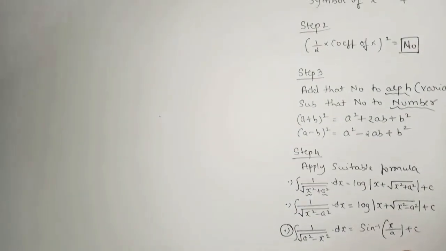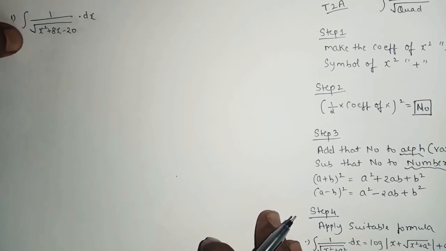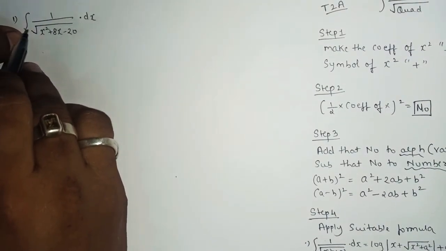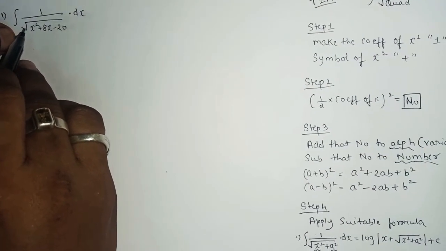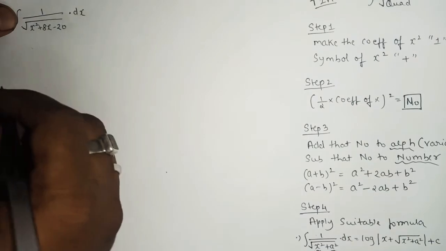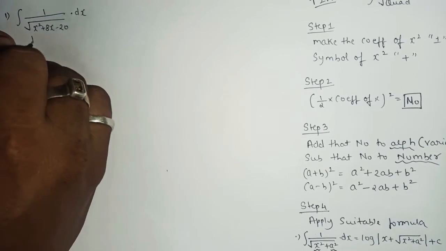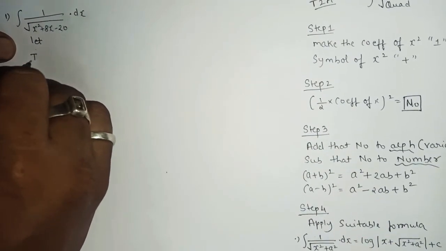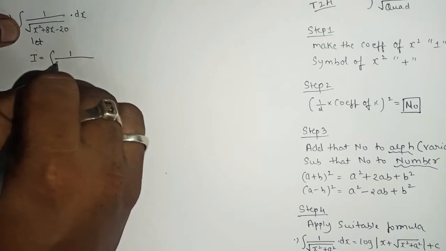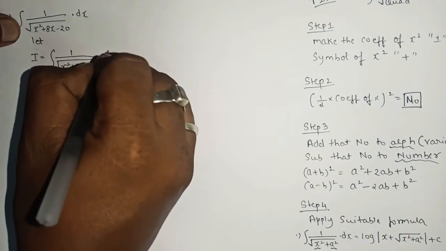So now here we have the first example in front of you all. Integral 1 upon root x square plus 8x minus 20. Clearly we can see that the coefficient of x square is 1 and the symbol of x square is positive. So now exactly what we have to do. Now we'll start the presentation part here. So you will have this question. The first step, of course, you will write let I equals integral 1 upon root x square plus 8x minus 20 into dx.